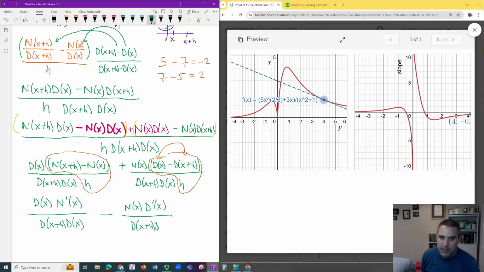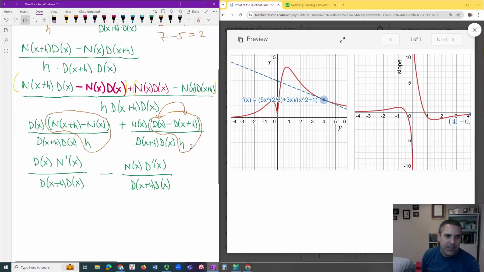Now, I already started to do it, but as h goes to 0, the bottom is going to become d of x squared. Now, you could leave those separately. So I guess that gives us another formula.